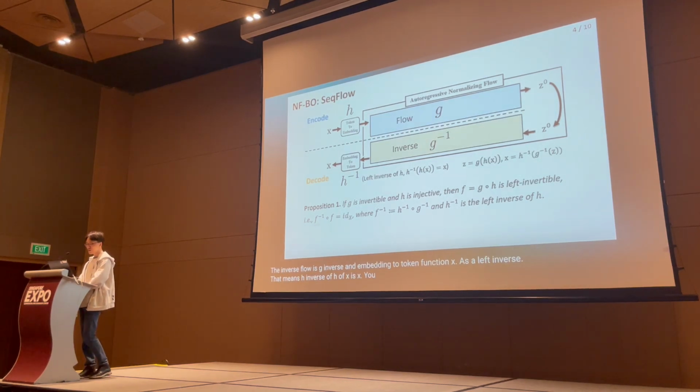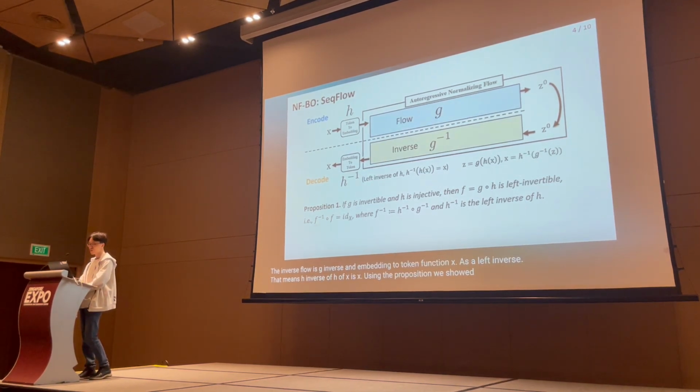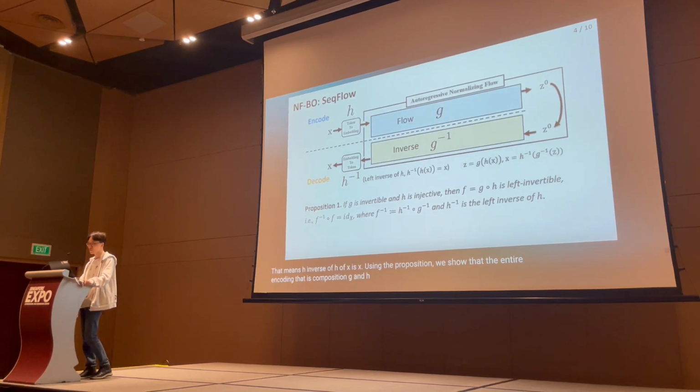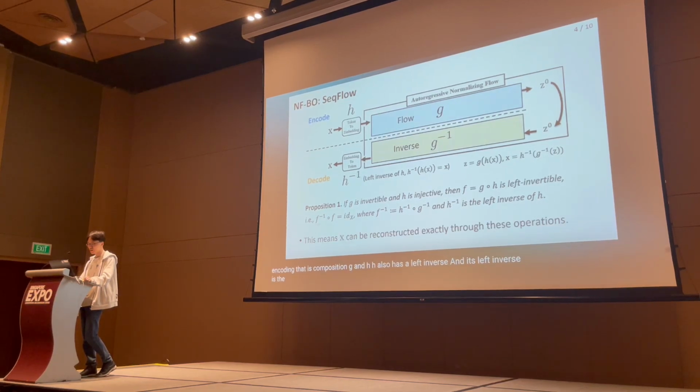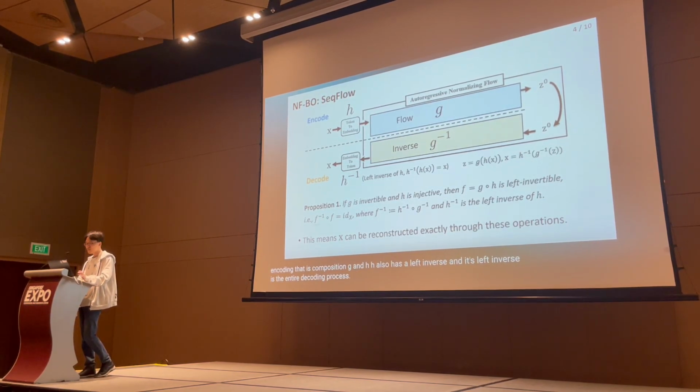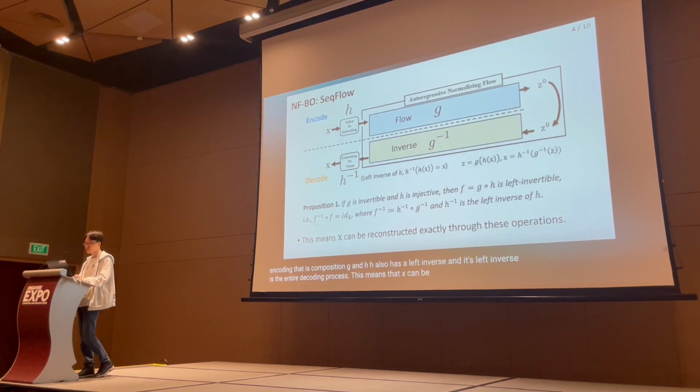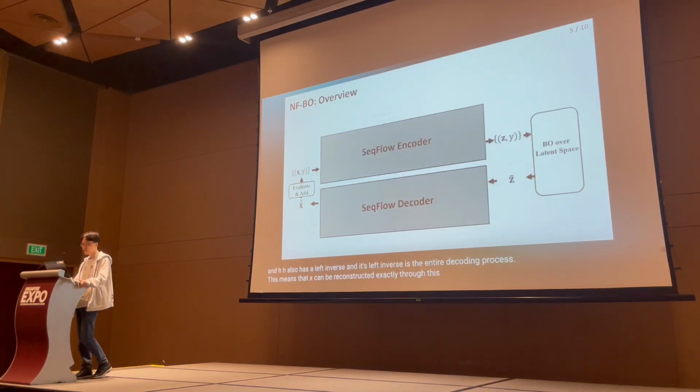Using the proposition, we show that the entire encoding, that is the composition of G and H, also has a left inverse, and its left inverse is the entire decoding process. This means that X can be reconstructed exactly through this encoding and decoding.